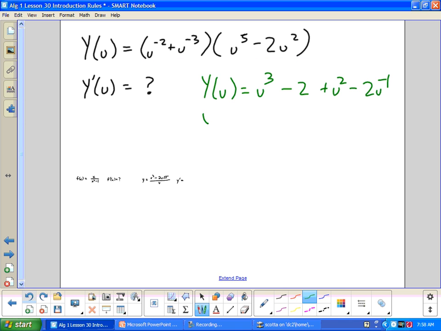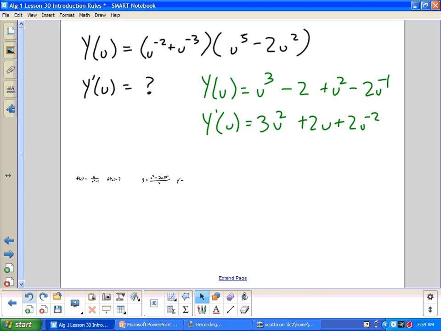So here I go. y prime for the first one: 3u squared plus 2u plus 2u, negative 2. Boom. So first thing, every time you get a derivative function, if you look at it, you should decide, can I simplify to something more friendly?